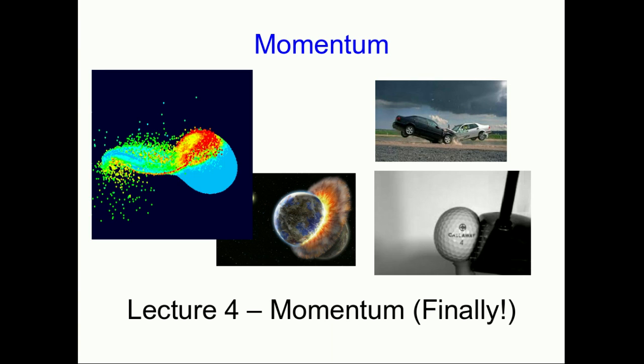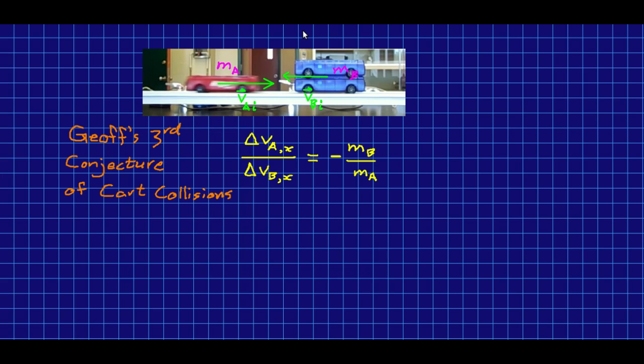Hello and welcome to Lecture 4 of the Momentum Unit in Phys 1104, and finally we get to meet momentum itself. Two lectures ago, after discarding several hypotheses, we found this one that was in agreement with a variety of experiments. And so I am now going to say that this one is well enough validated, and not just by me, that I'm not going to call it my third conjecture anymore. I'm just going to call it a law of cart collisions. And now I want to see what I can do with it.